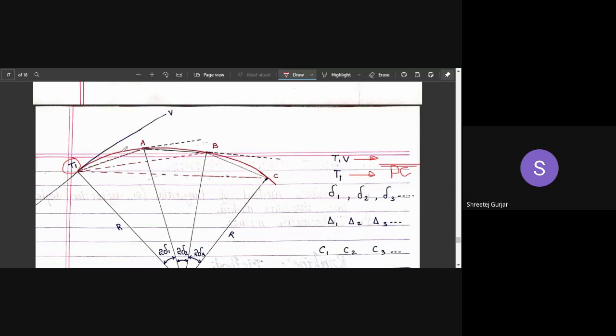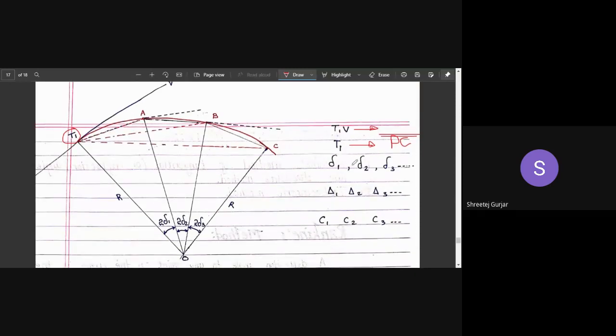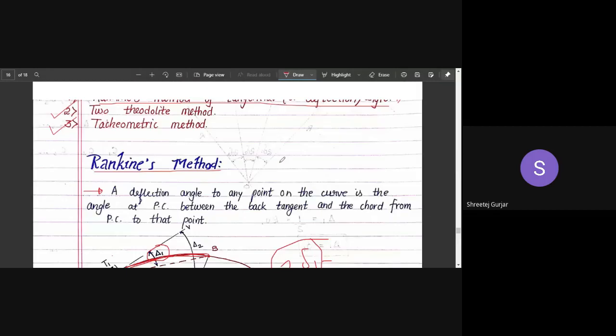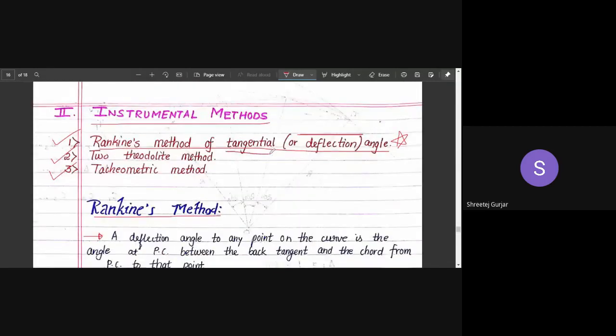Next, what is delta 1, delta 2, delta 3? Now you have to mention these. Let me tell you what these are. These are called tangential angles. So here in the title you have seen, it is tangential angle, or what we call deflection angle.